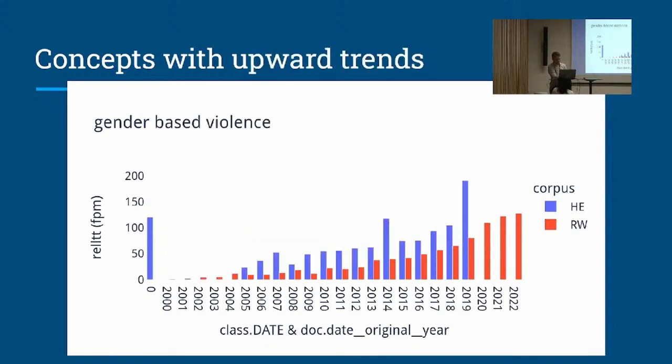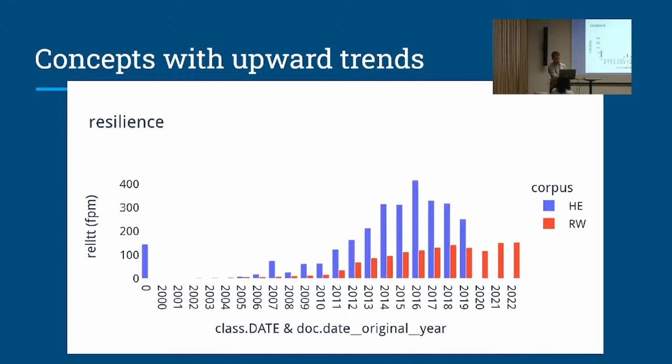And then two other concepts that we looked at with clear upward trends were gender-based violence, which you can see has grown steadily between both of the corpora in the last two decades, and resilience, which follows similar patterns.